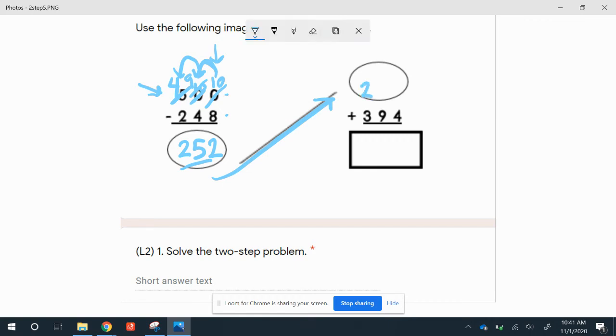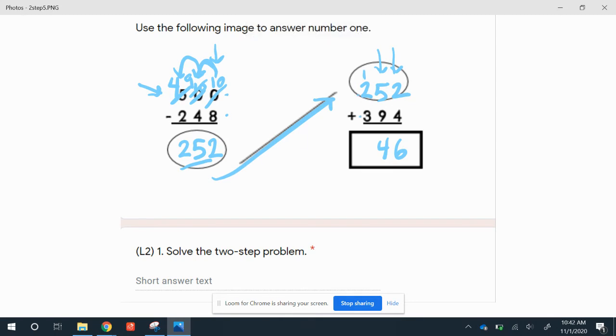So I've got 252. Let's go ahead and add these numbers. 2 plus 4, starting with my ones column, is 6. I'm lining it up in my ones column. Now I'm going to go to my tens column. I know that 5 plus 9 is equal to 14. I'm going to put the 4 down here. I'm going to regroup the 1 to the top.